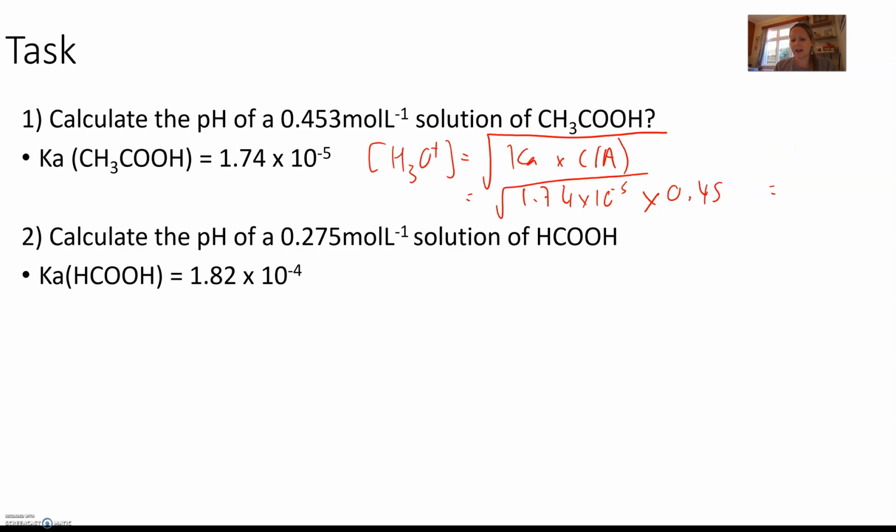When you do that, I'm just doing it on my calculator now, you should get an answer of 2.8 times 10 to the negative 3, and if you negative log that answer, you end up with a pH of 2.55. Okay, so you can start getting a lot quicker when you start to see the pattern.